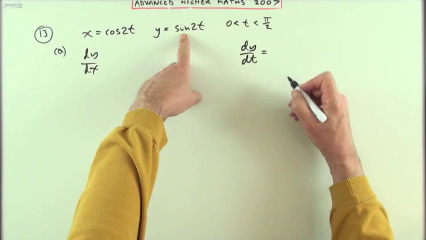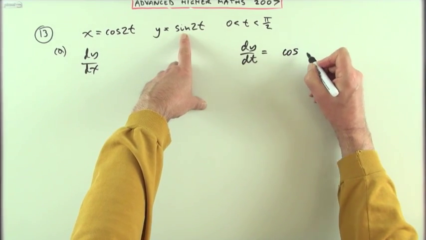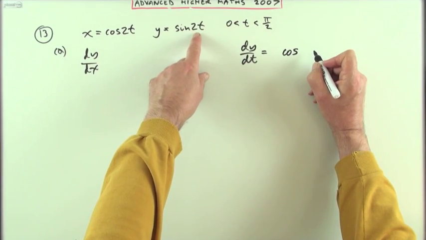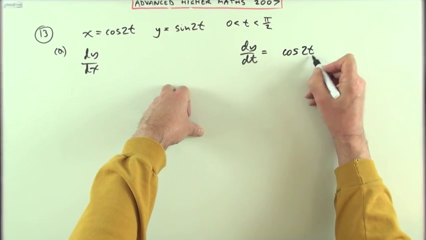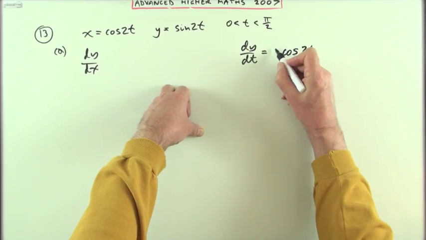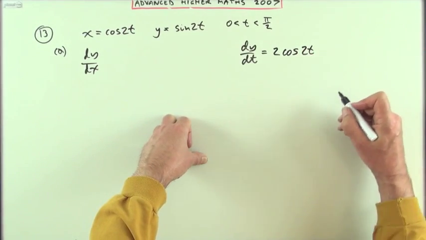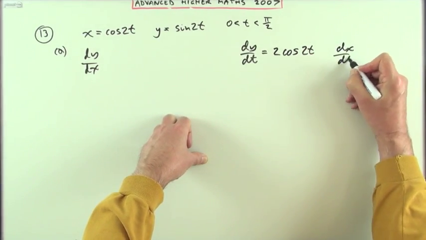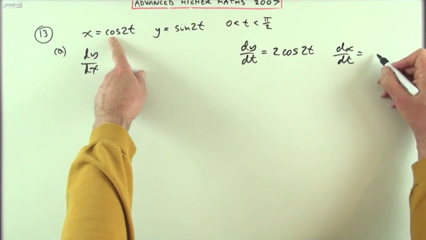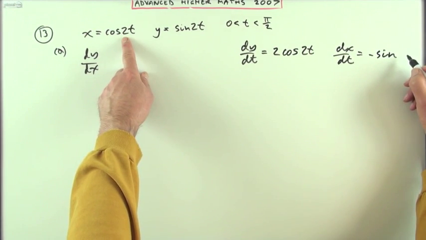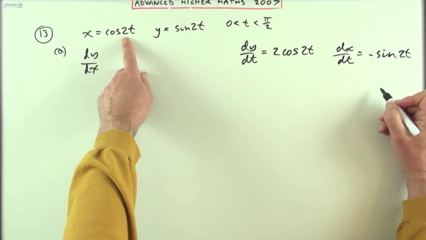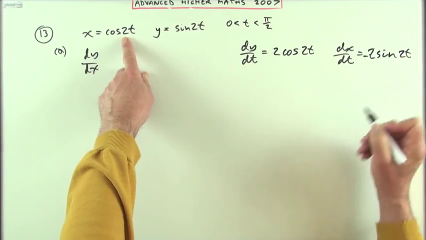Well, dy by dt, the derivative of that would be cos. It's not just the sine of t, it's the sine of 2t. It's acting on a little linear function, so multiply by the derivative of that little linear function, 2. So it's 2 cos 2t. The derivative of x with respect to t would be negative sine for the cos part. Again, acting on a linear function 2t, so multiplied by 2. We'll just pop that in there.